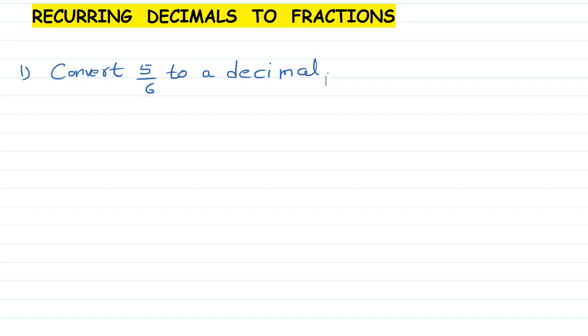Hi guys, today we are going to learn about converting recurring decimals to fractions. So before going for recurring decimals, you should know how to convert fractions into decimals. If you see the question here, it is 5 divided by 6. So we can use the long division method, where we divide 5 by 6.